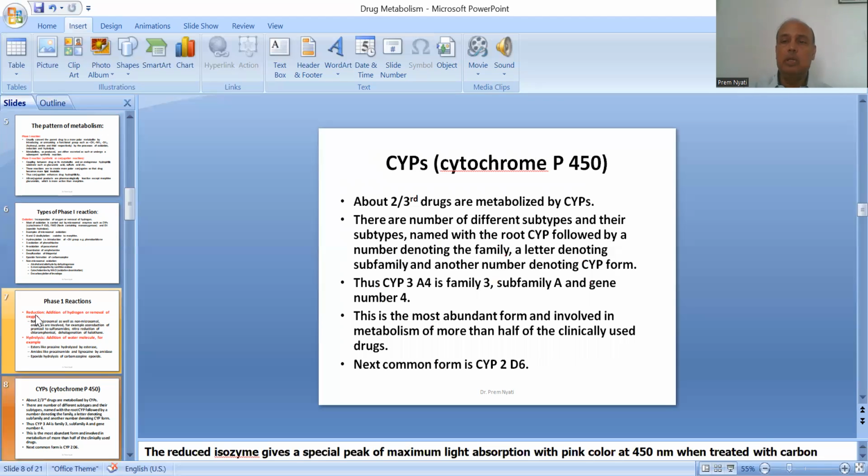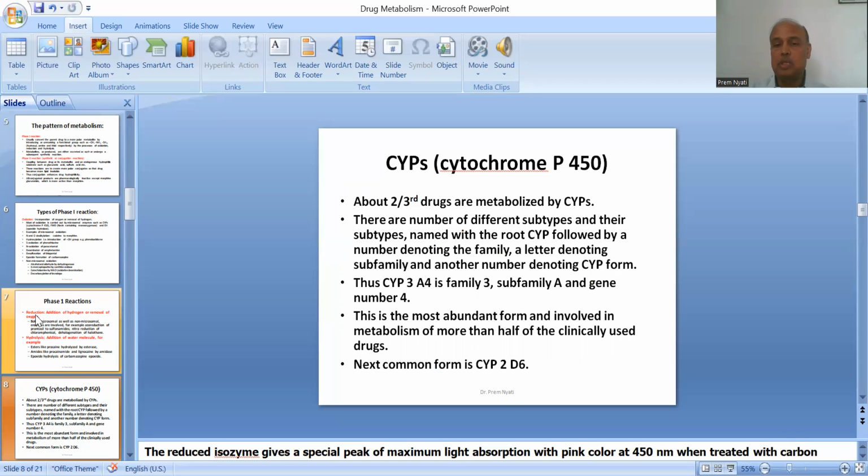The major enzyme involved in this process is cytochrome P450, more than 2/3 of drugs are metabolized by cytochrome P450, that is CYPs. There are a number of different subtypes named with the root CYP followed by a number denoting the family, a letter that denotes subfamily, and another number that denotes CYP form. For example, CYP3A4, that is family 3, subfamily A and gene number 4. This is the most abundant form involved in metabolism of more than half of the clinically used drugs.